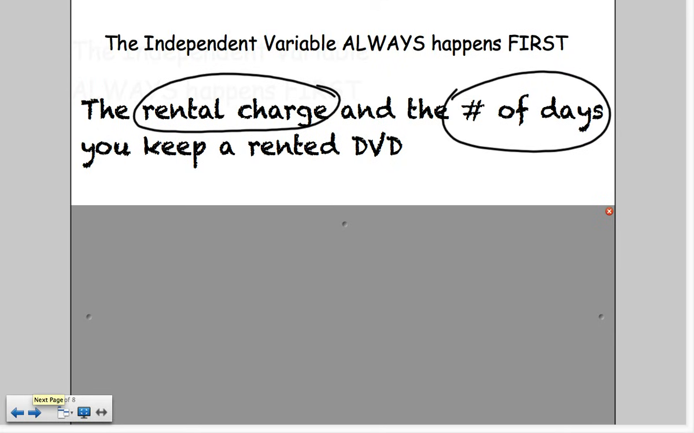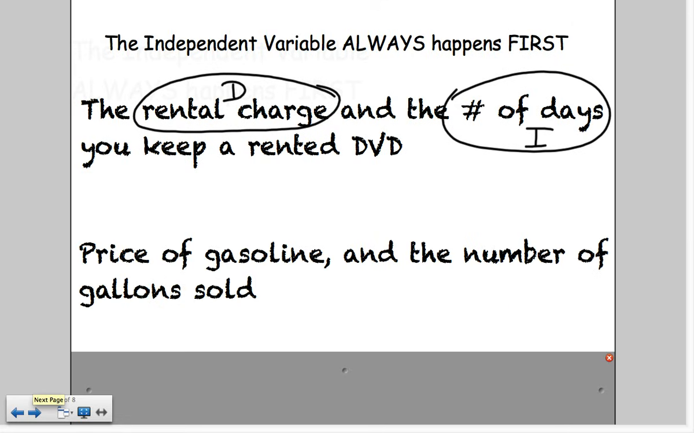All right. If you think about it, what has to happen first? What needs to actually occur in order for there to be change happening to the other one? And in this case, you have to have rented the movie for some number of days. If you don't rent this movie, there is no rental charge. So the rental charge depends on the number of days you keep a rented DVD. And in this situation here, the more days you keep it, the more the rental charge. The fewer days, the less the charge.